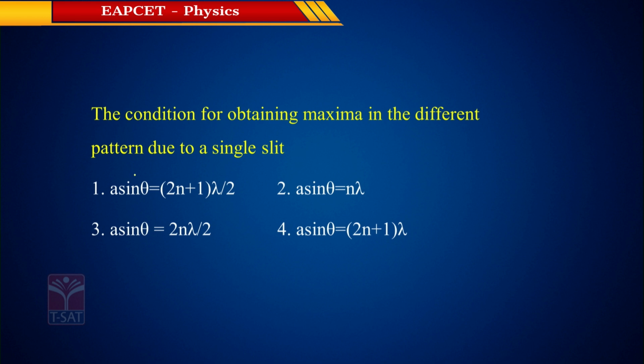Here is a single slit. You know the formula for diffraction. Here the condition for diffraction, the formula is a sin theta equals (2n minus 1) into lambda by 2. Children, in the first option, just a correction: this is a minus. This is the formula, children. Okay, small correction.